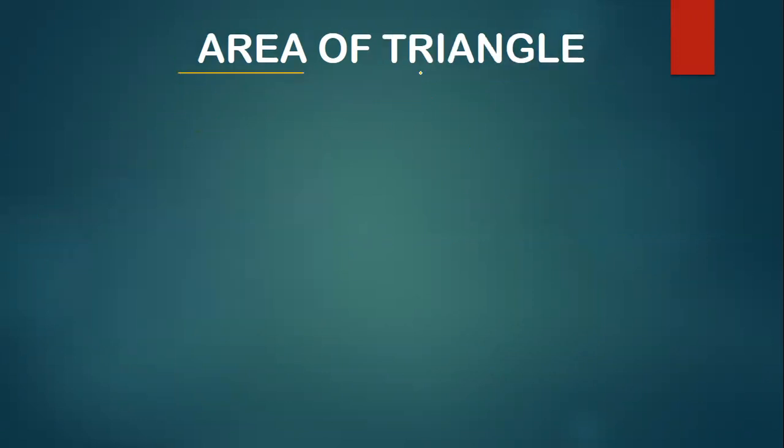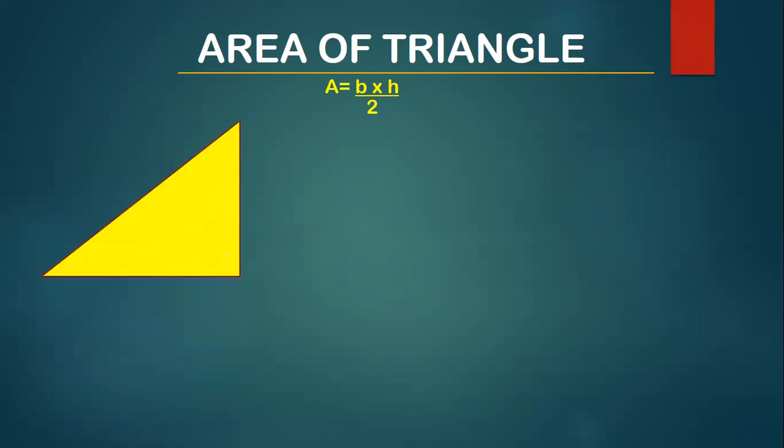Ngayon naman, let's talk about the area of triangle. The formula for the area of triangle is area is equals to base times height divided by 2. Tingnan natin itong halimbawa, itong triangle na to, kung saan ang base ay itong nasa baba, at ang height naman, itong pataas na yan.